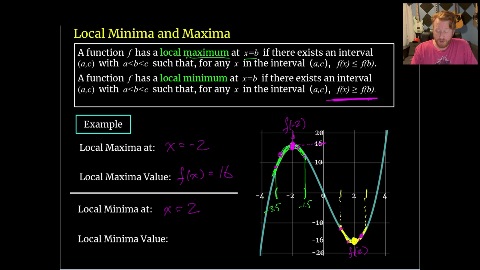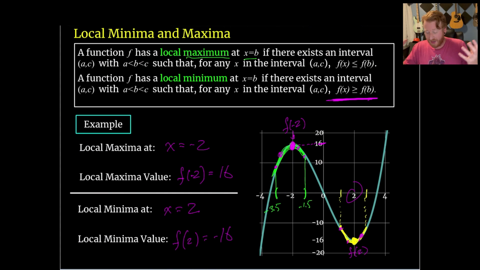And the local minimum value is going to be f of 2, which is negative 16 in this case. And I guess I could have written f of negative 2 up here as well, just to keep things more consistent. But the local maximum is at x equals negative 2. The local maximum value is f of negative 2 is equal to 16. That is the output value. And then the minimum is at x equals 2. And the minimum value is negative 16.